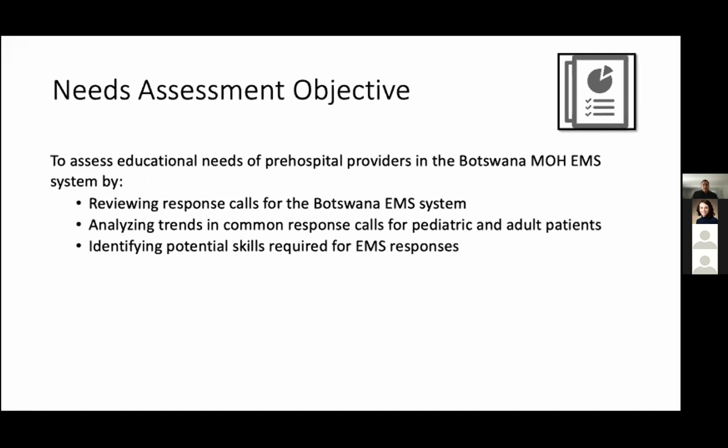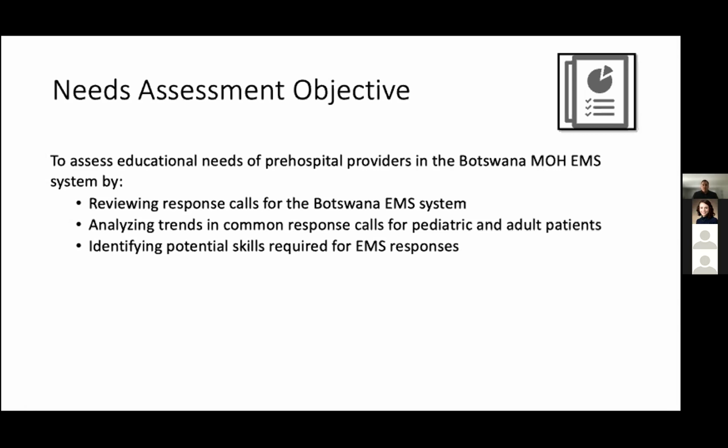So, the objective of our project, as I mentioned, or of this needs assessment, was to assess the educational needs of the pre-hospital providers in Botswana Ministry of Health EMS system. First, we looked at the demographic data available to us. We did this by reviewing response calls, or EMS calls, for the Botswana EMS system. Again, this is in 2014, so the program had been up and running for 2 years.